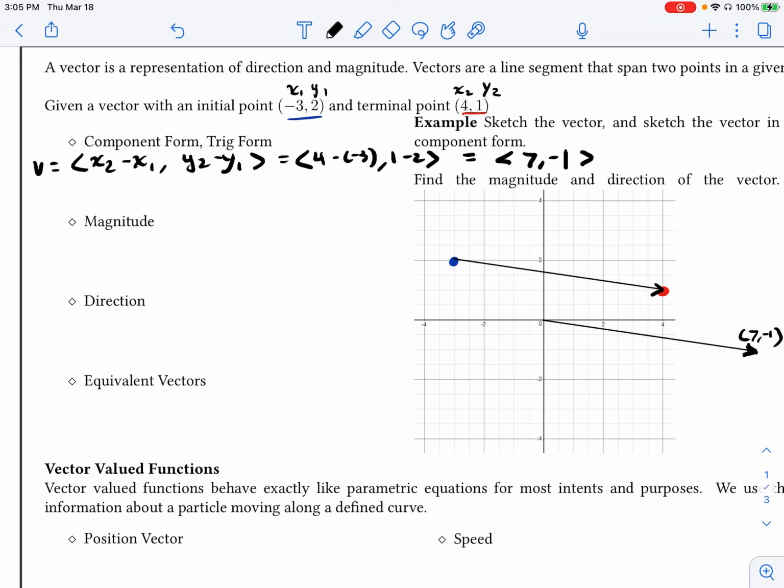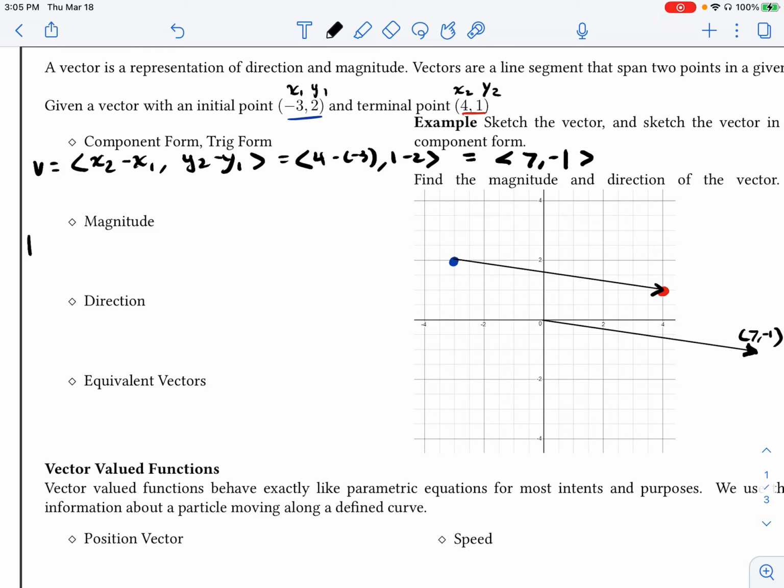Now let's talk about a vector's magnitude. And I want to discuss the magnitude first because we're going to need that magnitude to write our vector in trigonometric form. So the magnitude is essentially just the distance or the length of our vector here. So how do we find distance? Well, we just use the distance formula.